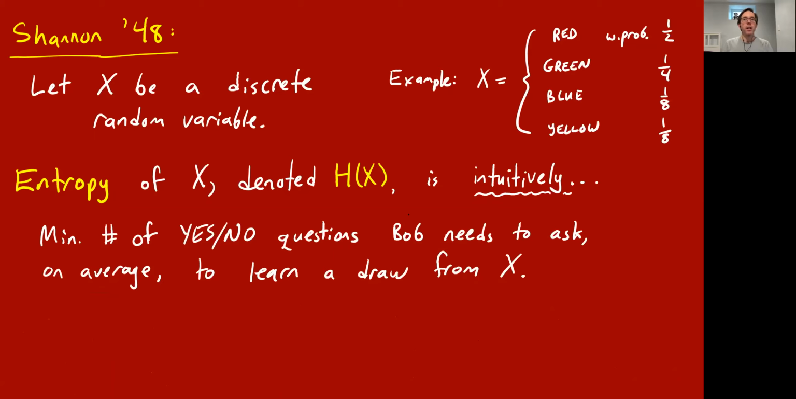Yet another way to think about it intuitively is that imagine your friend took a draw from this random variable X and got either red, green, blue, or yellow, and then you had to play 20 questions with your friend to determine what their outcome was. You had to only ask yes/no questions, and it would be the minimum number of questions on average you would need to correctly determine what their outcome was.